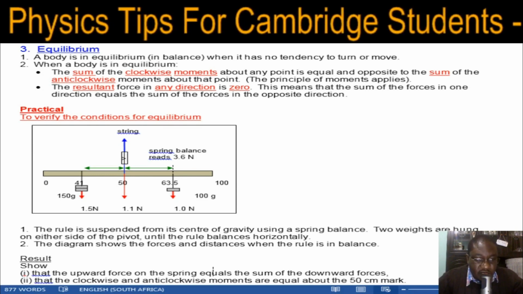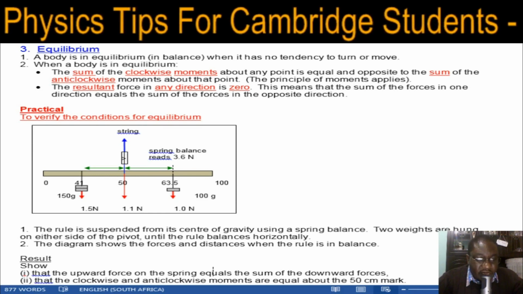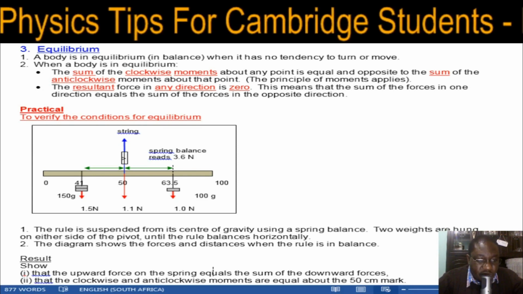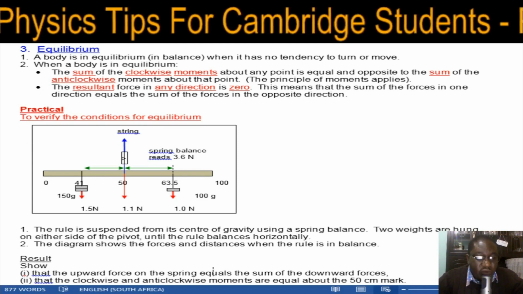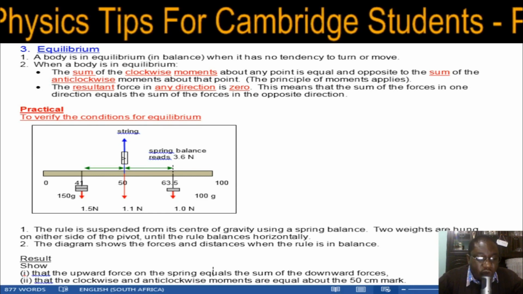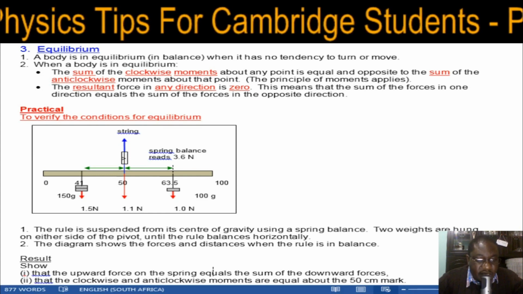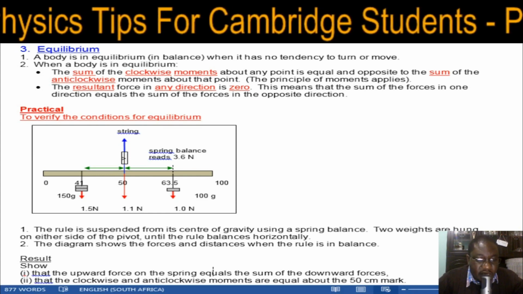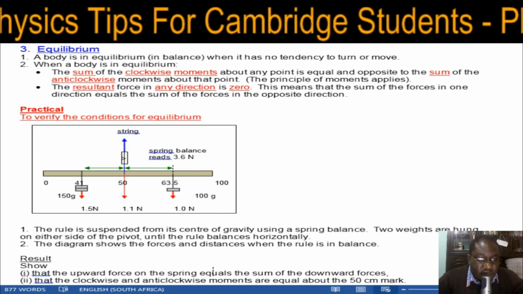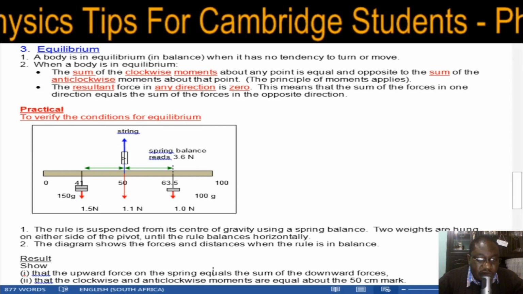As you add weights, you restore the balance. You find that the forces from the weights and the weight of the meter rule will equal the reading you get from the spring balance upwards. And also from the first condition, you'll find that the clockwise moments on this side should equal the anti-clockwise moments on the other side. So that's verifying the conditions for equilibrium.